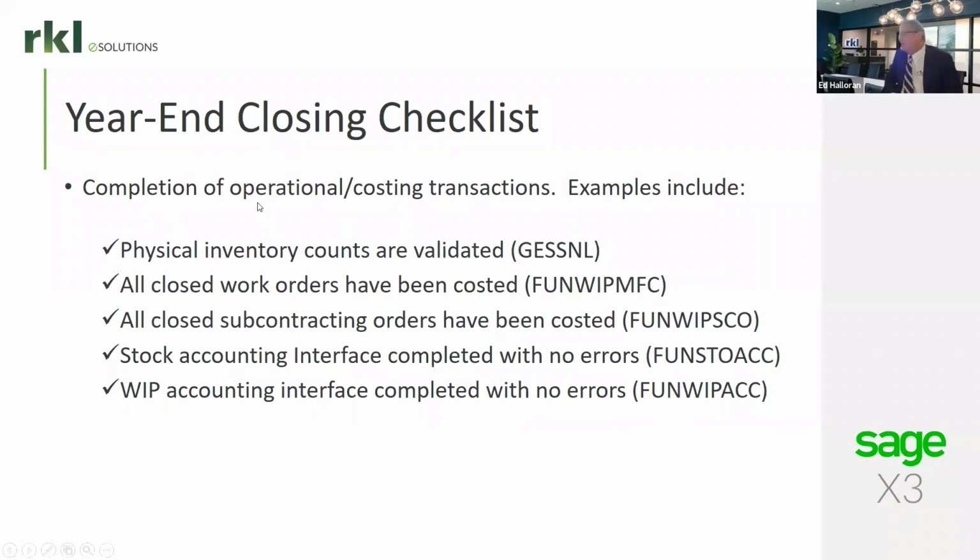So these are operational costing type transactions that need to be done. Your physical counts that they're performing out on the floor, if you're doing that at year end, you need to validate all those count sheets so that the system can adjust the counts and create the entries to adjust the general ledger also. All closed work orders have to be costed. So this is the function you run to cost the work orders. Any subcontracting orders that have been received should also be costed and closed out.